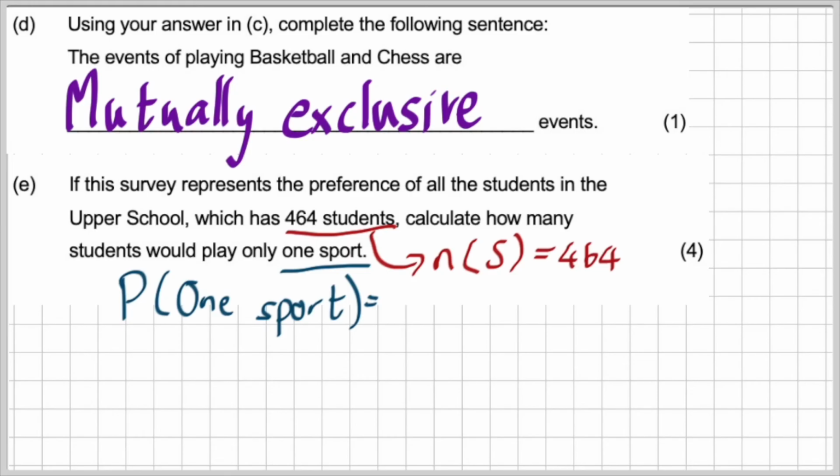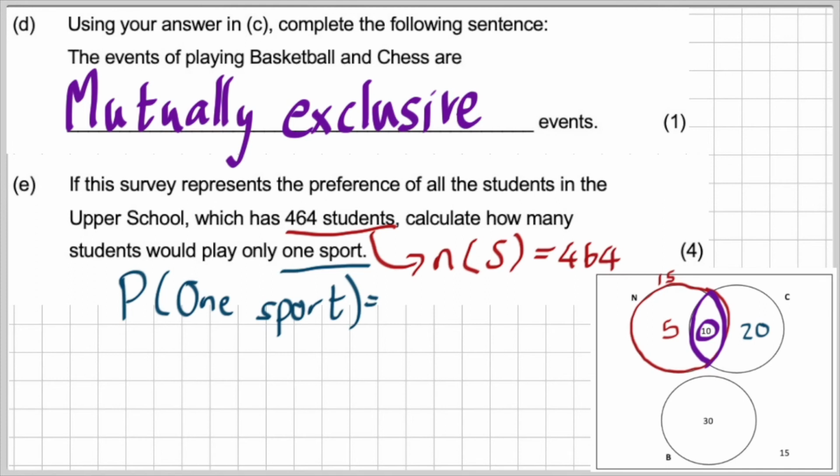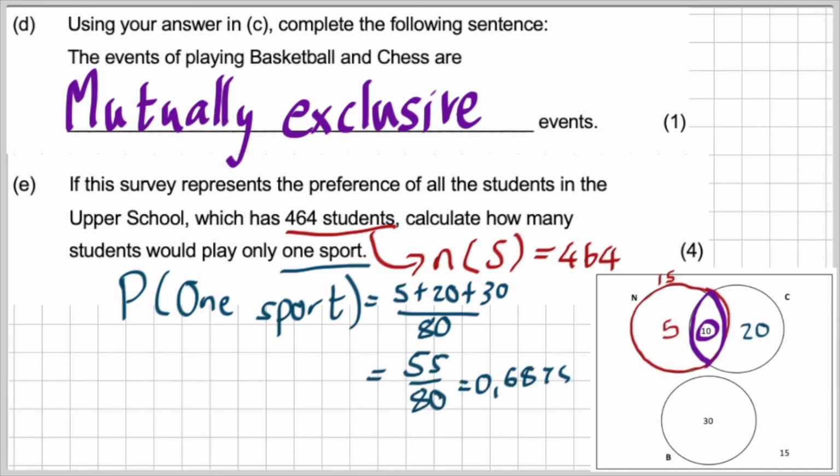But it does. So let's look at my Venn diagram and look for the probability of doing only one sport. There's the 5, the 20, and the 30. And this is, in this case, over 80, because that would tell me that 55 out of the 80 students did only one sport, which gives me about 68.75% of the kids who did only one sport. But that is for the sample space. Now, that means that 68.75% of this whole school would also only do one sport.